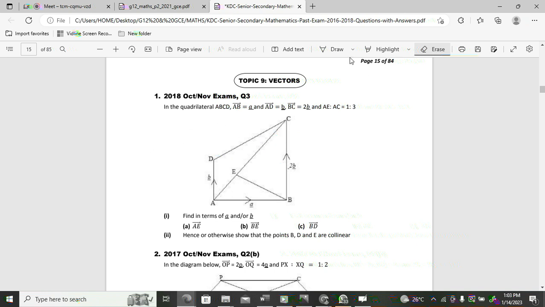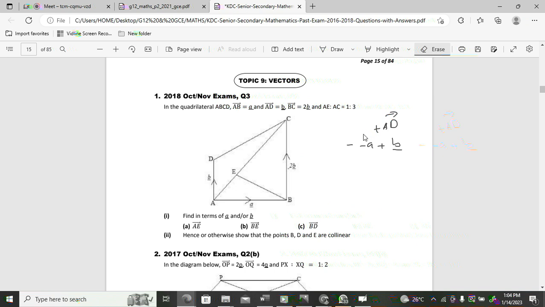So we want now to find BD, that is for question C. Now, how can you go from B to D? Remember, BD is here. For us to move from B to D, we need first to move from B to A, so we're going to say BA, and then move from A up to D. You know that BA is negative A, and then AD is B. So we have found BD, as simple as this. You get that? Okay, good.